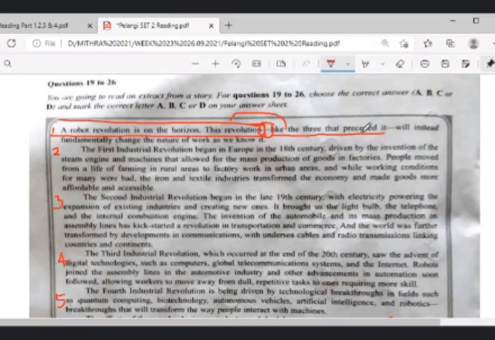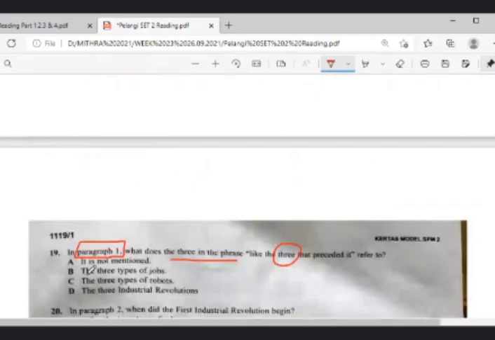Like the three that preceded, meaning the three introduced earlier, something like that. So it is about the three types of robot. It is not the three types of jobs, because here they are talking about robots. The three industrial revolutions you will see later. In the first paragraph, they are still talking about the robots. So number 19 is C.